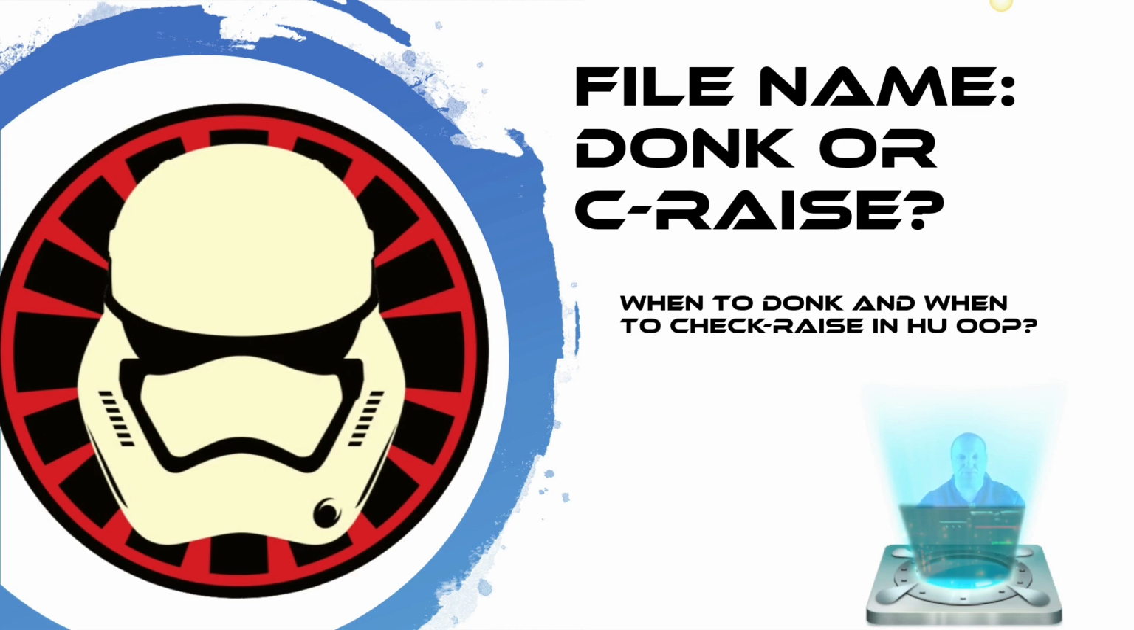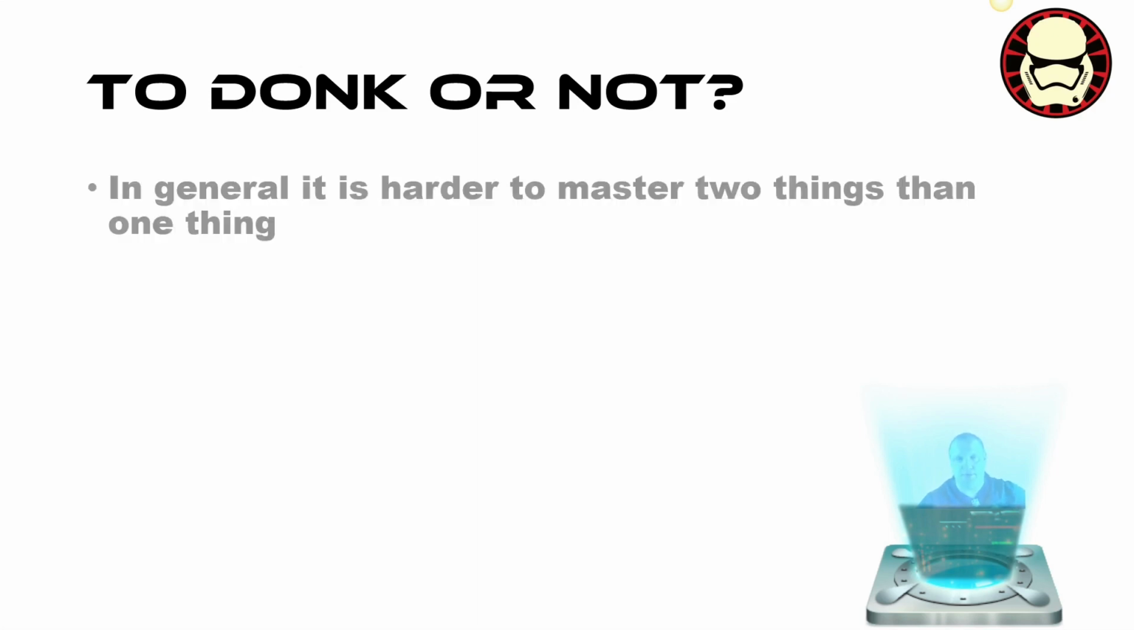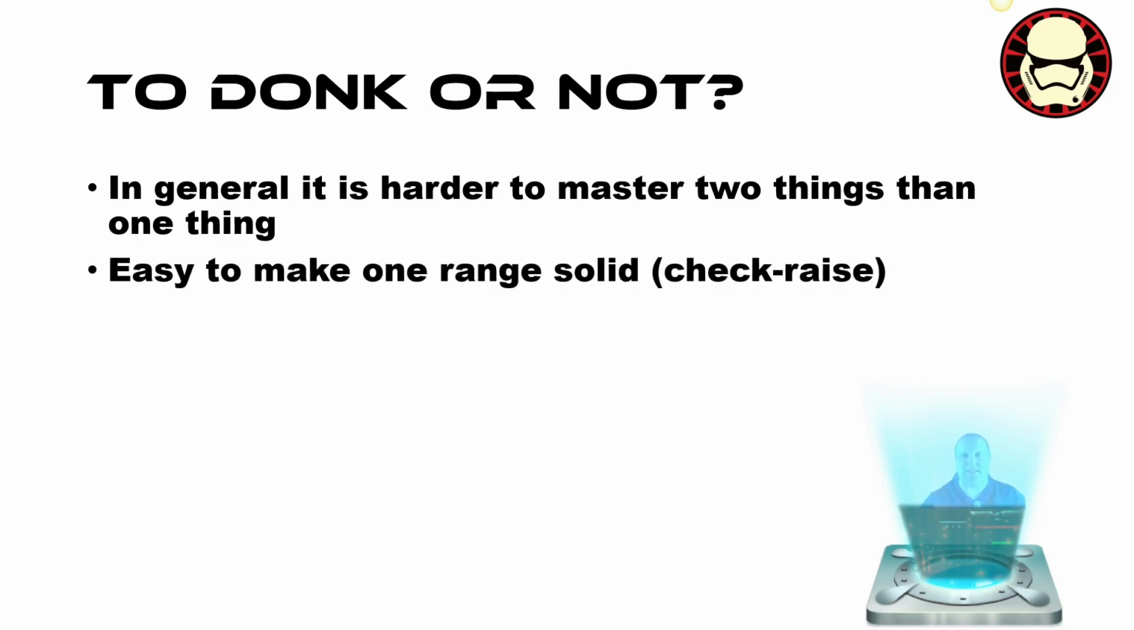All right, so let's start. The question is to donk or not to donk. In general, as in anything, it's harder to master two things than one thing. And what I mean by that is it's easy to make one range solid, and as an example, check raise.